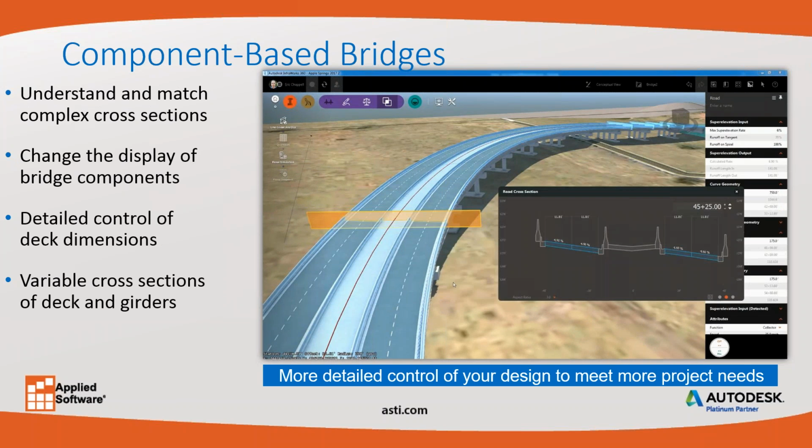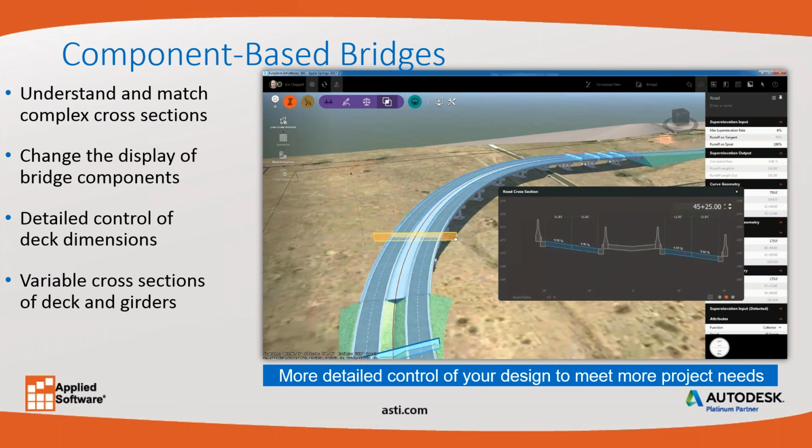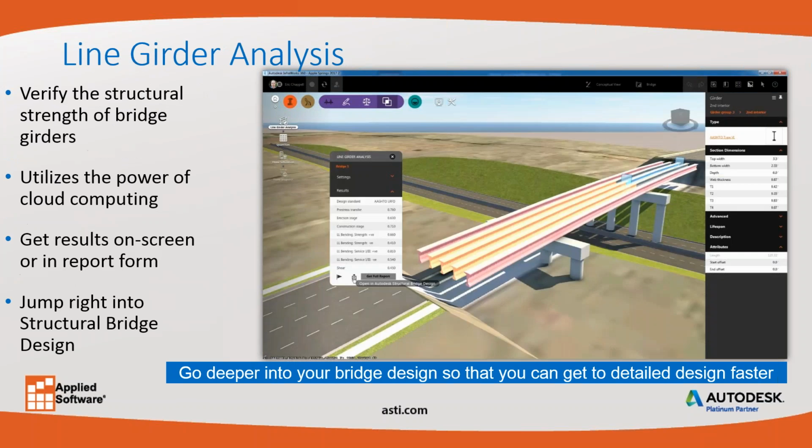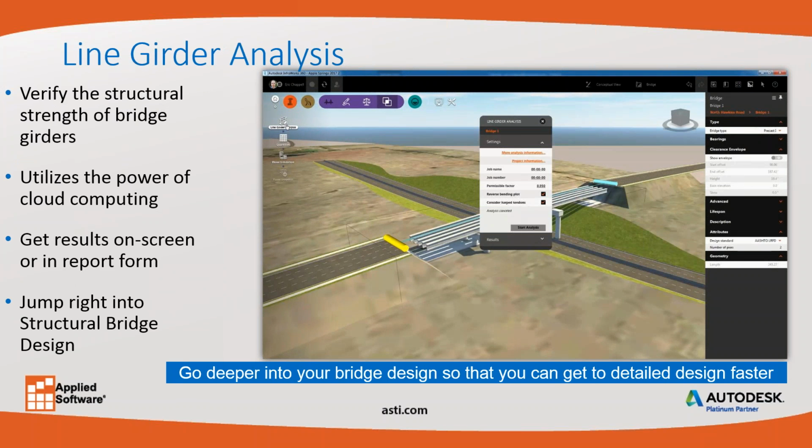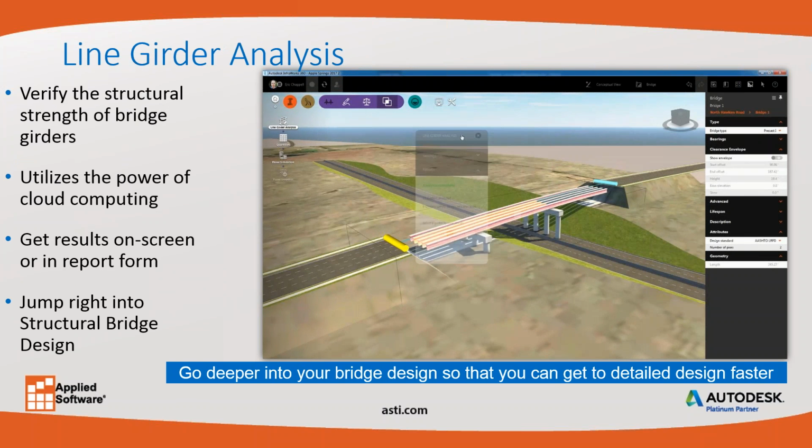And then also detailed dimension in terms of controlling our deck, and also variable cross sections between and around deck and girders. So we'll take a look at that in the presentation. And I'm just kind of showing some really quick things now in terms of what we're going to be taking a look at. And then ultimately, you can go deeper into your bridge design with the bridge analysis tool.